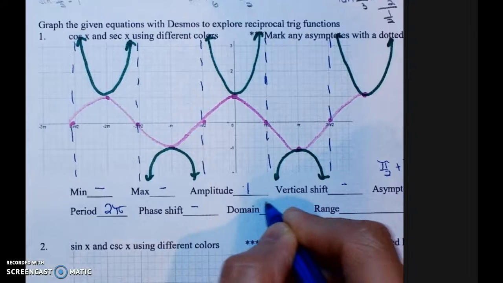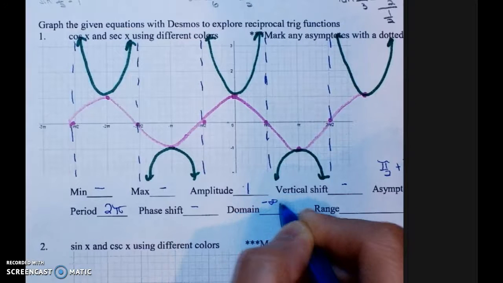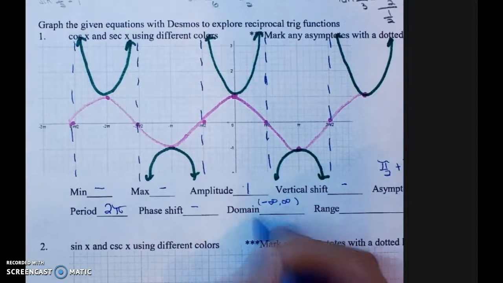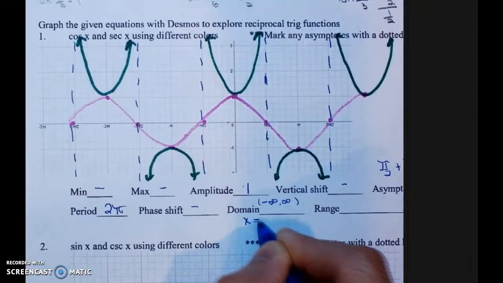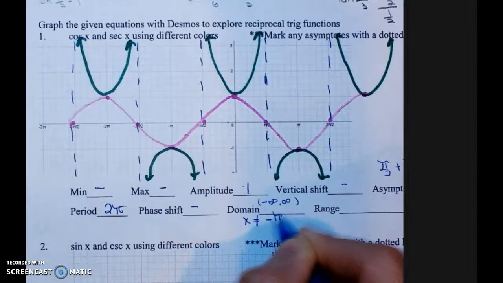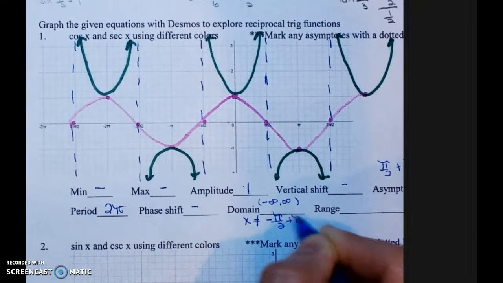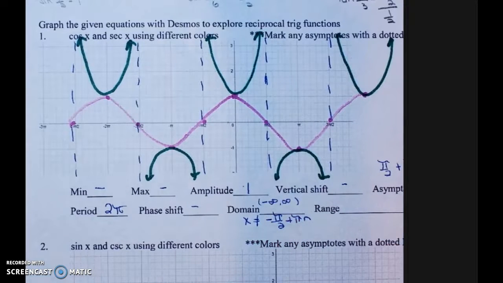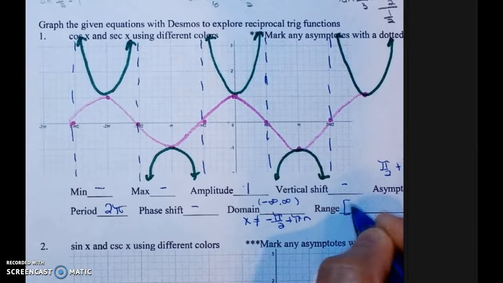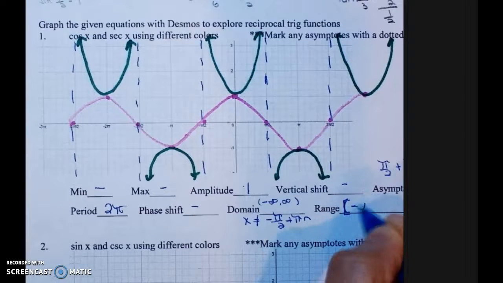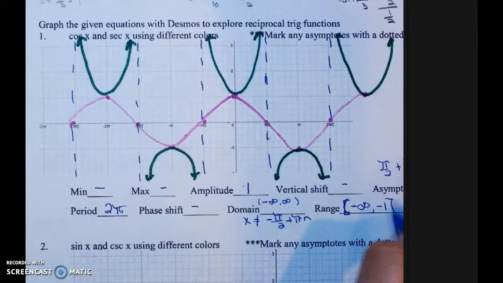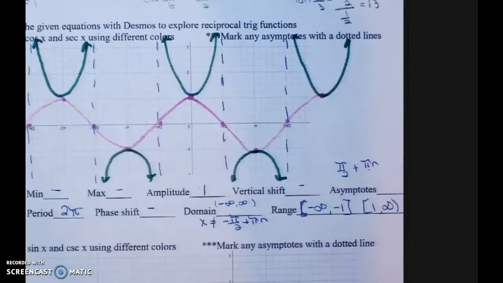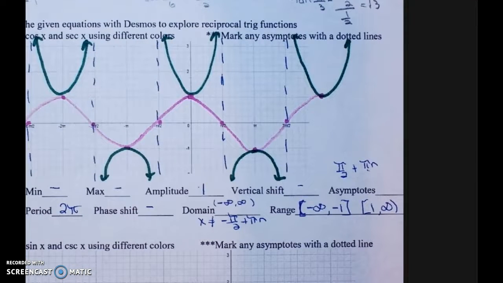Our domain is negative infinity to infinity, but we have all of those asymptotes. So we're going to write that as x is not equal to pi over 2 plus pi n. Our range, we are going from negative infinity up to negative 1, and then we are going from 1 to infinity. I'm going to pause just a second, give you a chance to make sure everything's written down.